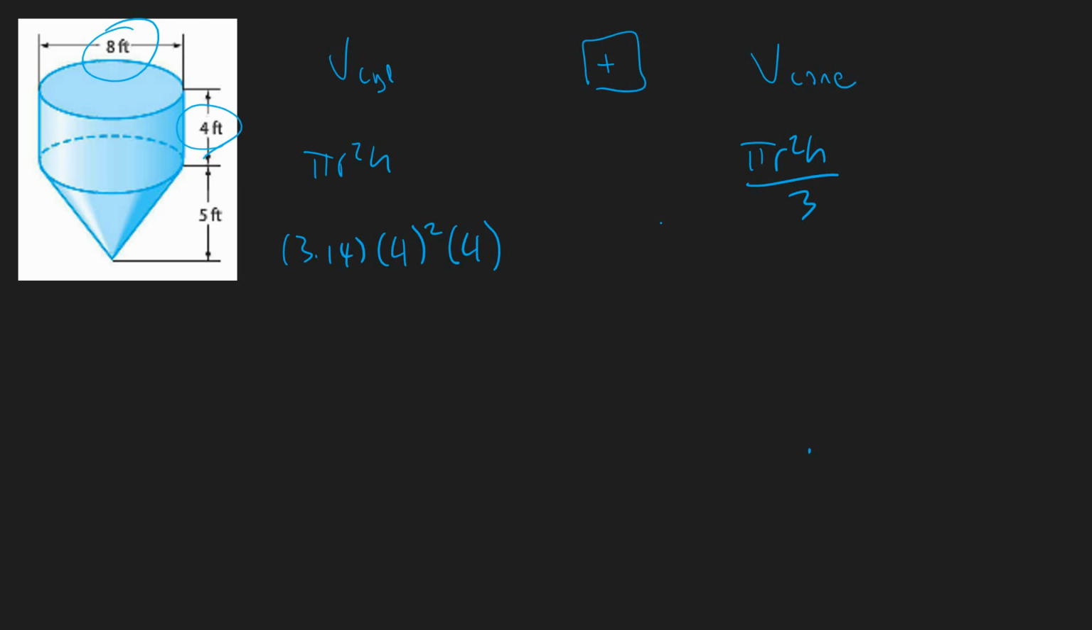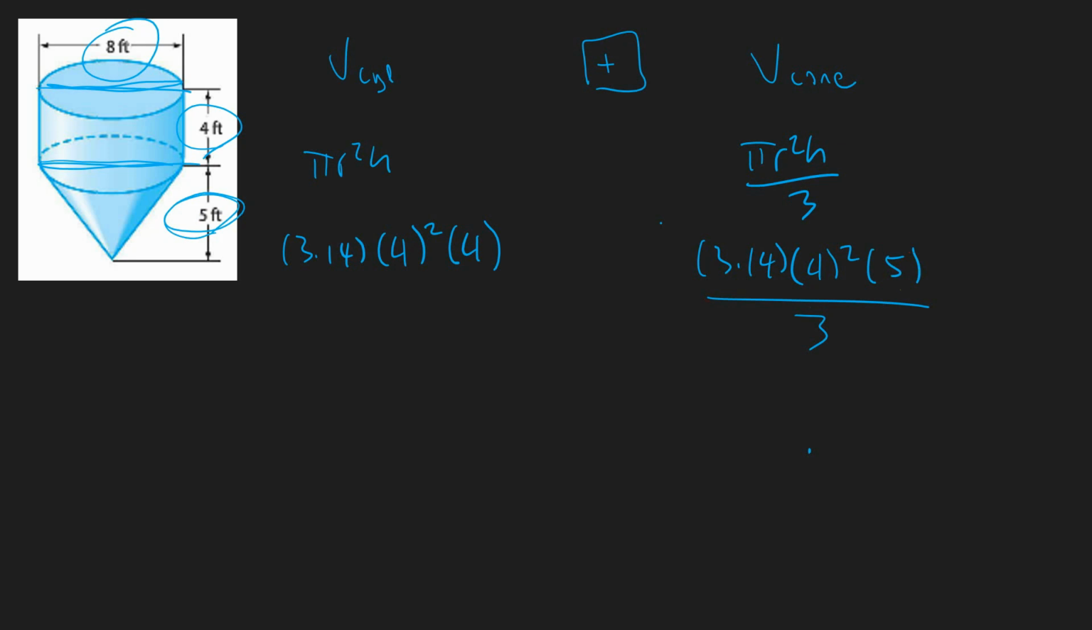So the volume of a cone is going to be 3.14. The radius does not change. So notice that this is all the way across up here. Well, this is all the way across up here. So that doesn't change. So all the way across is still 8. The diameter is still 8, which means the radius, of course, is still going to be 4. And then the height, that does change. Notice the height of the cone is different. It's only 5 feet, not 4 feet like in the cylinder. And then we're going to divide that by 3.